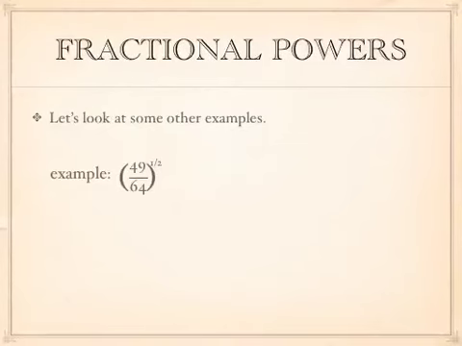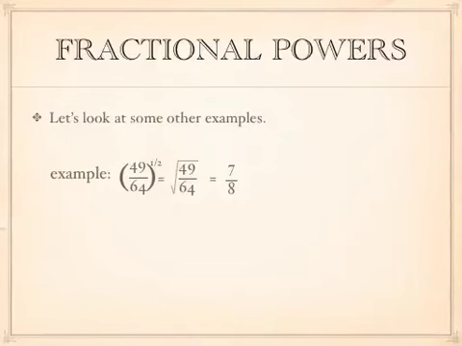Here we have (49/64)^(1/2). So the 1 is the power, and the 2 is the root. So that means we're taking 49/64 to the first power, second root. Second root is the square root. Since the first power is the number itself, we have the square root of 49/64. As a fraction, we can take the square root of the numerator, 49, which is 7, and put it over the square root of the denominator, 64. The square root of 64 is 8. And we end up with 7/8.